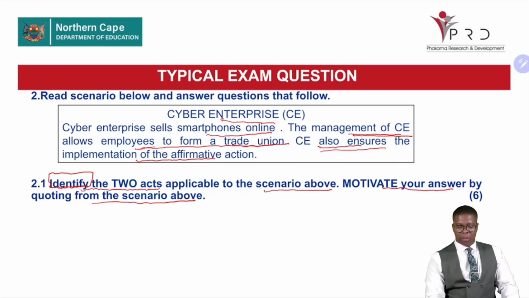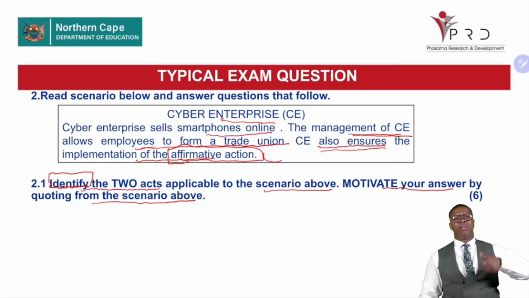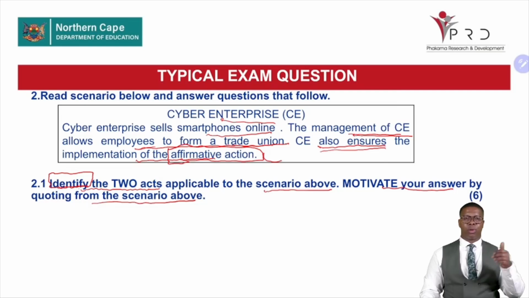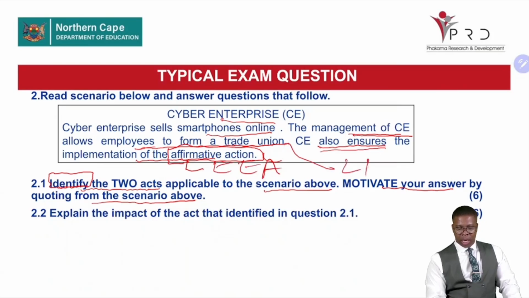And when we are talking about Cyber Enterprise ensuring that there is an implementation of affirmative action, this is your keyword, and it talks to what? Affirmative action is a policy under the Employment Equity Act, which talks about hiring those who were previously disadvantaged, however, when they are suitable and have the skills. So you consider them in the process of employing. Therefore, you have your 2 answers, because your keyword here is affirmative action, which talks to the EEA, and your keyword for trade union is the LRA.